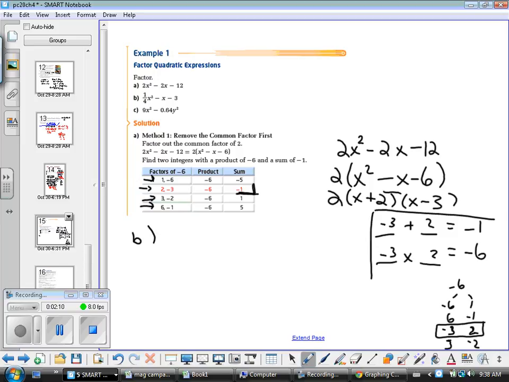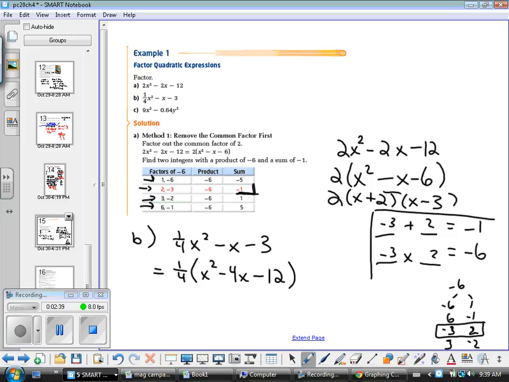B, 1/4 x squared minus x minus 3. I don't like having that factor of 1/4, so what you can do is take out a factor of 1/4. When you take out a factor of 1/4, you're basically dividing each term by 1/4, and dividing by 1/4 is the same as multiplying by 4. So that would actually leave you with this.